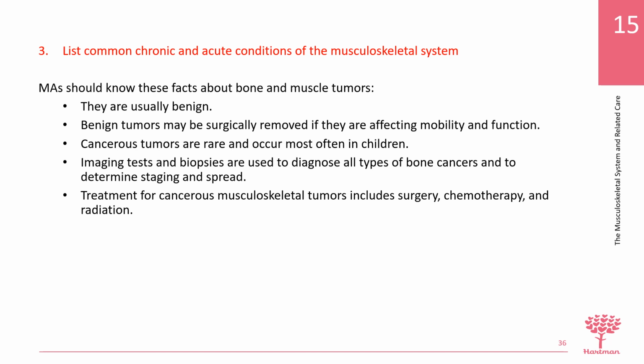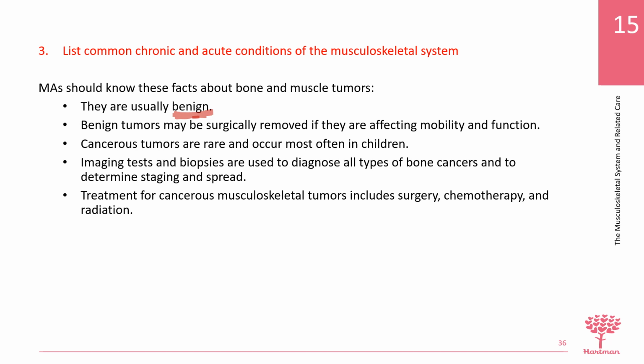Okay. And then lastly here, we will talk about tumors that can develop in the musculoskeletal system. And so tumors are usually benign, okay? Even though we'll get a little bit more in depth when we get to the chapter that talks about cancer or oncology, go ahead and look that term up, benign. Benign tumors may be surgically removed if they are affecting mobility and function. Cancerous tumors are rare and occur most often in children.